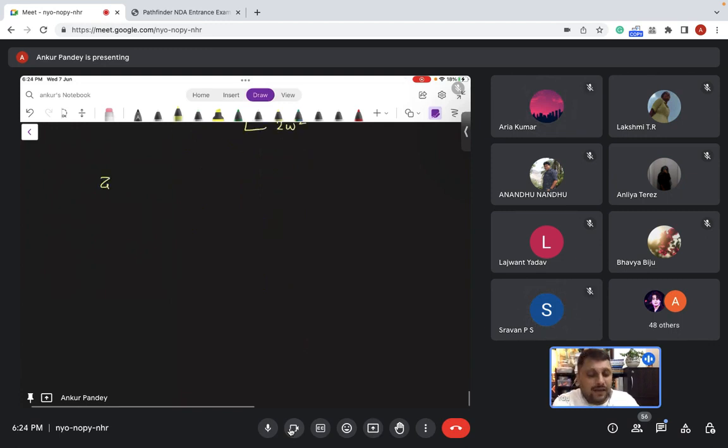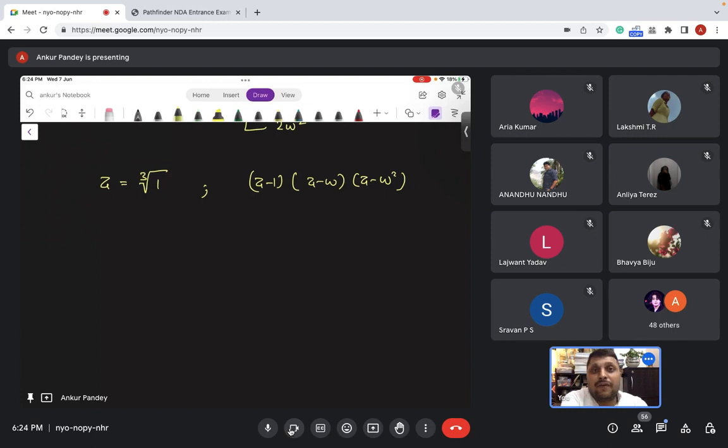So, if I write z is cube root of 1, then z minus 1 is a factor, z minus omega is a factor, and z minus omega square is a factor. 9th grade remainder theorem, factor theorem, yes or no? In the same way, if someone says z is cube root of, just for example, 27, then I will say, okay, z minus 3, z minus 3 omega and z minus 3 omega square are the factors. Okay?